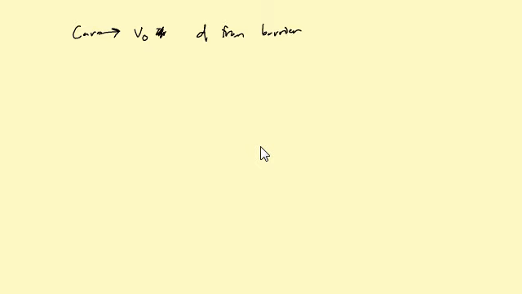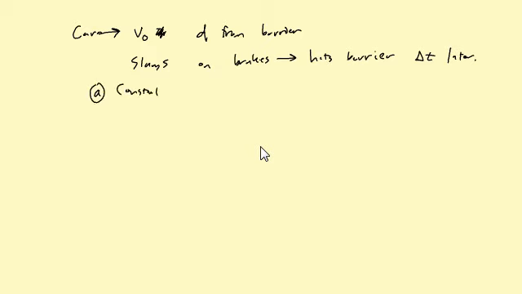And the car slams on the brakes and hits the barrier some time delta t later. And so we want to know, A, what was the car's constant deceleration before impact? Oh boy, that's going to be interesting. And then B, how fast is the car traveling at impact? So the velocity at impact, I'll just call that.